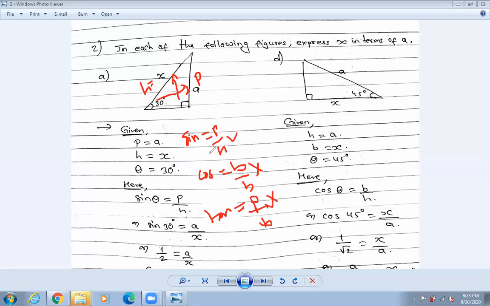Okay, so that means we need to use which formula? We need to use the sine formula. Suppose there is B and H, then which formula? We use the cos formula. If there is P and B, then we need to use the tan formula. Is it okay or not?